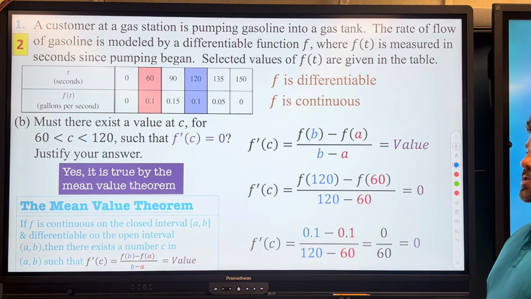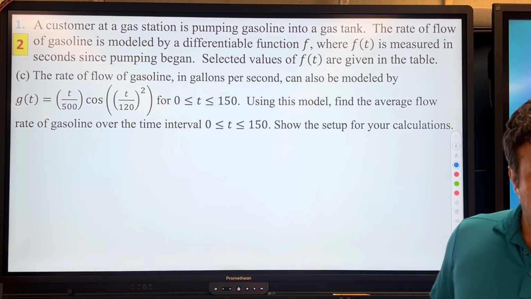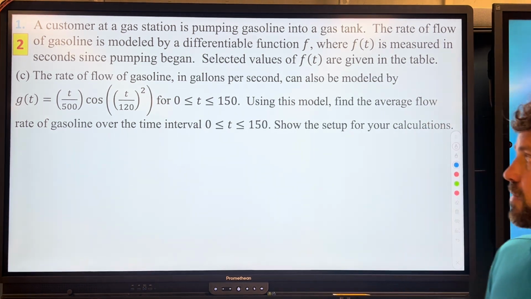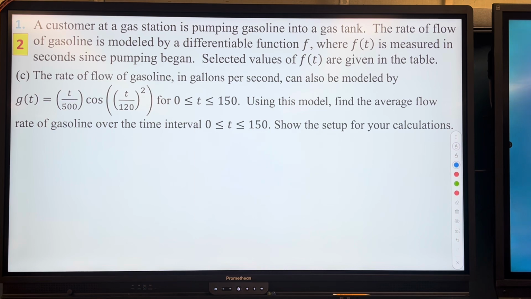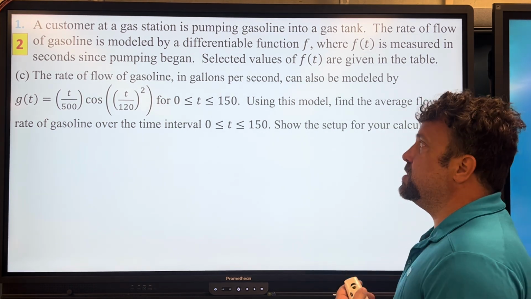Pause it if you have any questions. Pause it, look at it, observe it. Oh, I gave the answer away. This one is going to use the average value of a function, which I said in previous lessons is seen in almost every single free response question every year.